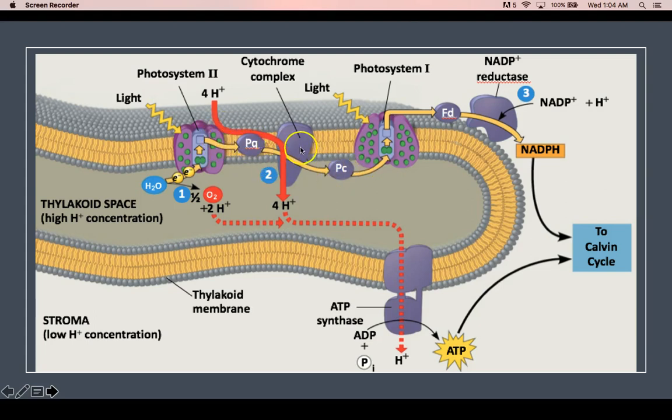Now, this drop in energy, this electron being passed through these cytochromes, is going to actually drive that proton force. These protons are going to cross the thylakoid membrane. As they cross the thylakoid membrane, they're going to be instrumental in the actions of ATP synthase. ATP synthase is the enzyme that drives the formation of ATP from ADP and inorganic phosphate.